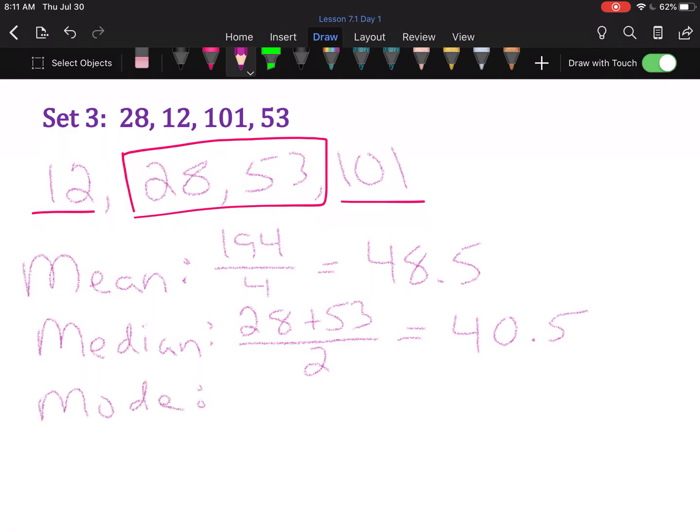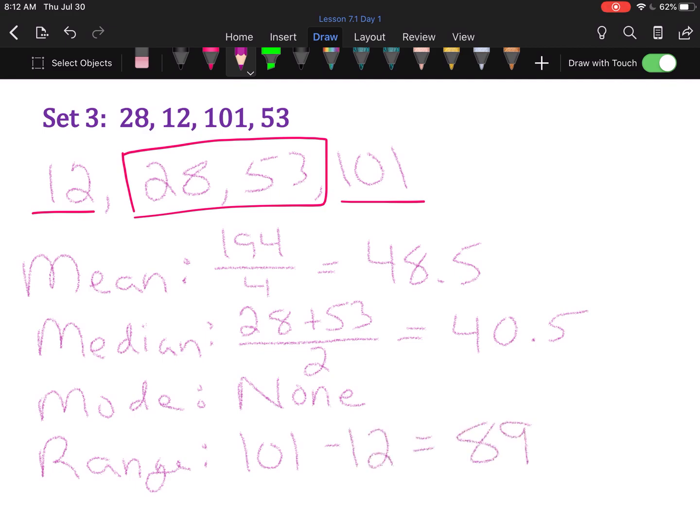Mode is the number that occurs most often. However, there is a restriction on that. It has to at least be a number that's repeated. Since nothing here repeats, there is no mode. That's not 0. If you write down 0, that's a number, it's wrong. You must write down the word none when you tell me that the mode doesn't exist. And last, the range. Highest number minus smallest number. 101 take away 12 is 89.